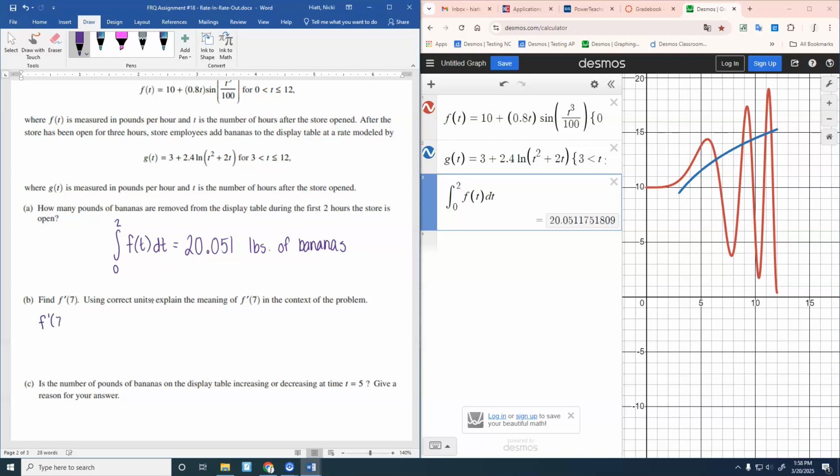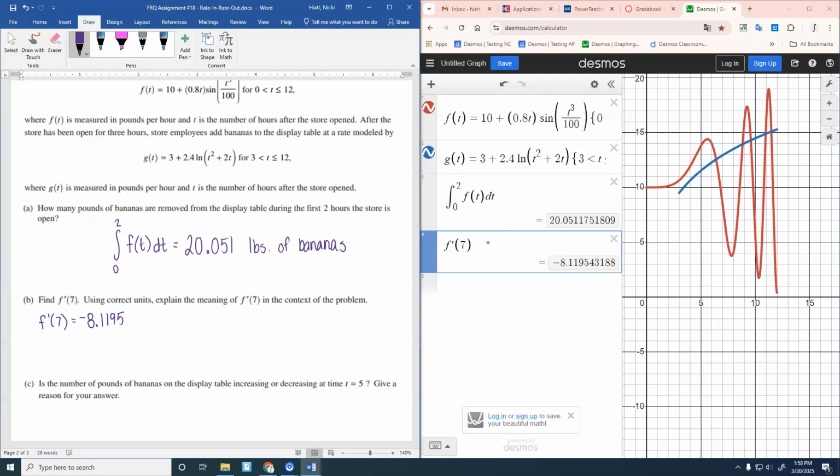You're going to write down f prime of 7. You're going to go over here to Desmos. You're going to type in f prime of 7. As long as you got f in there, it should give you the right answer. You get negative 8.1195.